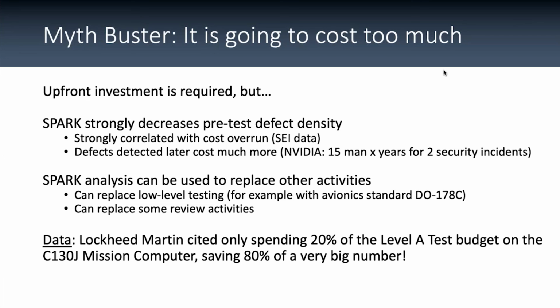When you use this kind of analysis, you can also replace and lower some kind of activities, for example, low-level testing, for example, some review activities. And we have data here from Lockheed Martin on testing on the C-130J mission computer. They saved 80% of their test budgets by doing this kind of development.